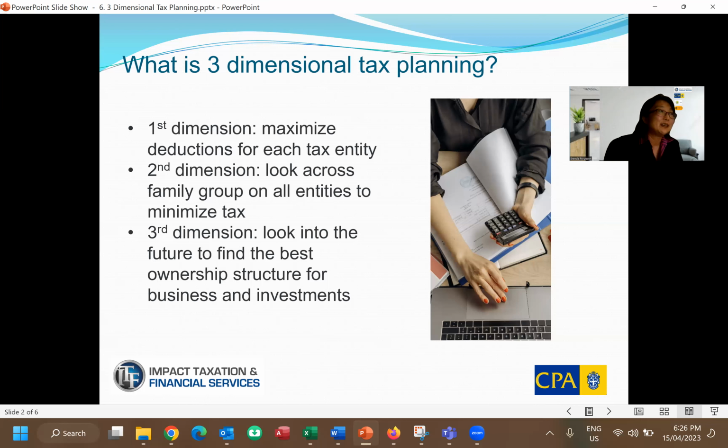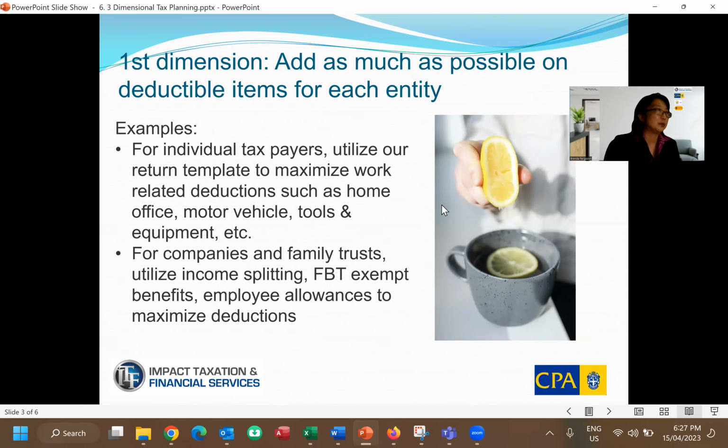And then the third dimension is to look into the future to find the best ownership structure for business and investments. I will give you more examples later, but it's more to say for an investment, especially for rental properties, what's the best way to split the ownership so that the family group will receive the most tax benefit. That's just one of the examples. So let's have a look into more details.